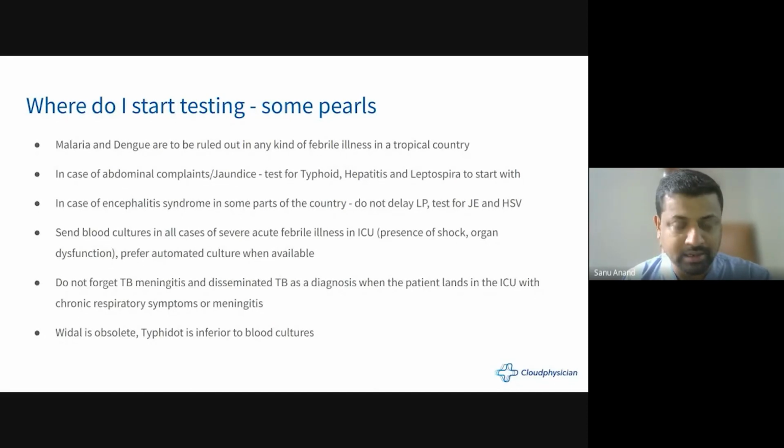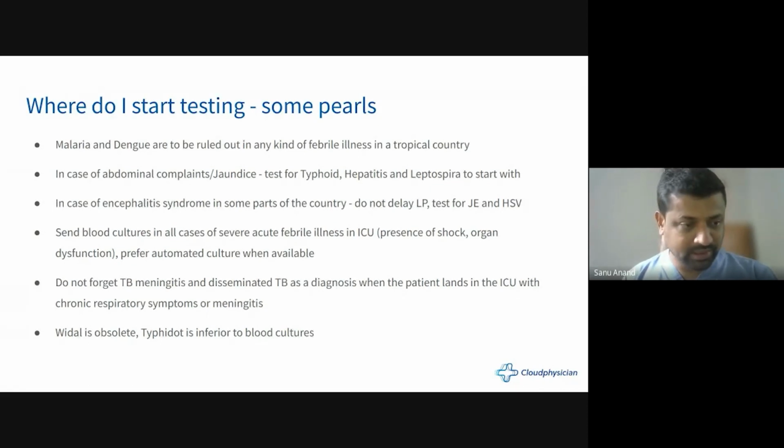And also, when a patient lands up in your ICU with meningitis, do not forget TB meningitis as a differential. It's a great mimic, and in our country, any kind of presentation can happen because of TB meningitis or disseminated TB. So any patient with chronic respiratory symptoms and meningitis, do rule out tuberculosis as well.